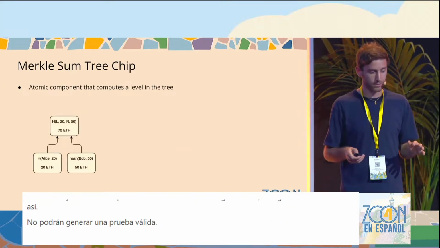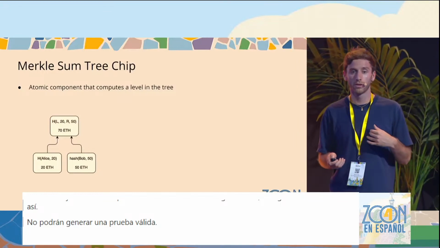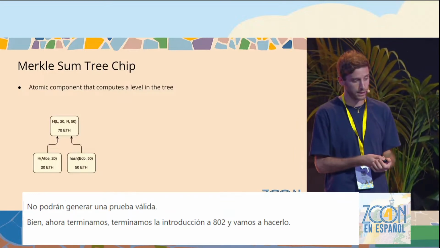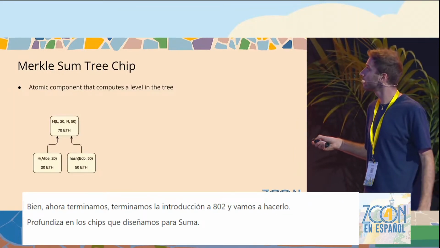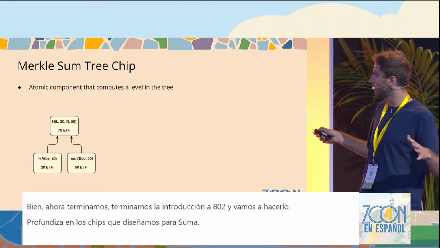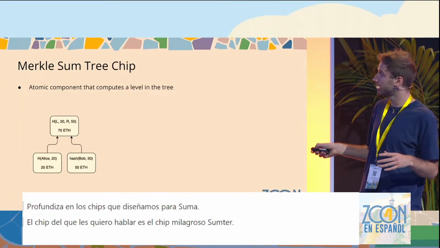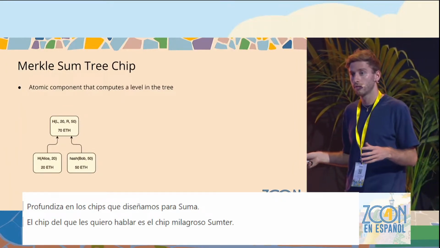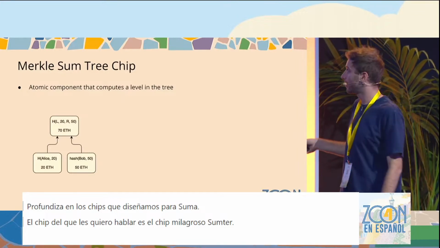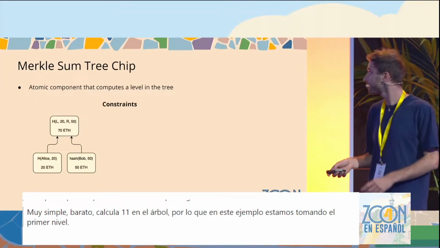Okay, so now we ended the intro to Halo2, and we are going to go deeper into the chips that we designed for Summa. The chip that I want to speak to you about is the Merkle-Sum3 chip. It's a very simple chip that computes a level in the tree. In this example, we are taking the first level, going from the leaves to the first middle nodes, but the same chip can be applied to any level inside the Merkle tree.